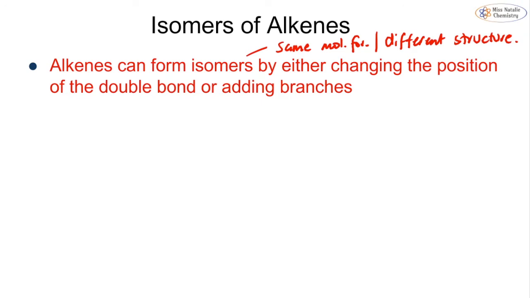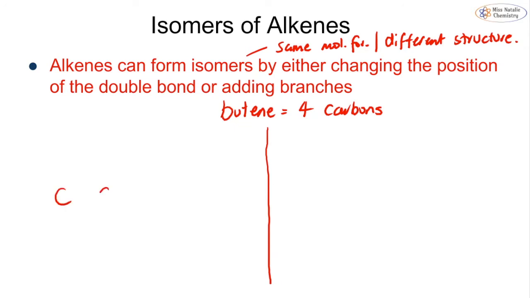So if we go back to our example of butene, so this is our 4 carbons, we can actually have the double bond in 2 different places. So let's split this down the centre and we'll look at the 2 possibilities. So we've got our 4 carbons on both sides. Okay, and I'm going to number them 1, 2, 3, and 4, just to make it a bit easier when we're explaining. So your double bond can either go between carbon number 1 and carbon number 2, or carbon number 2 and carbon number 3.